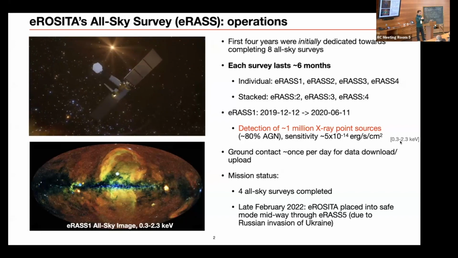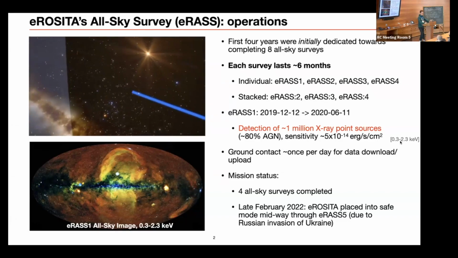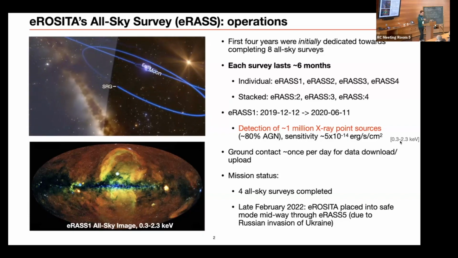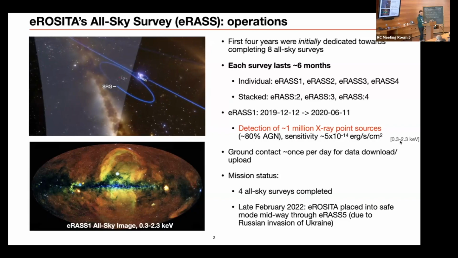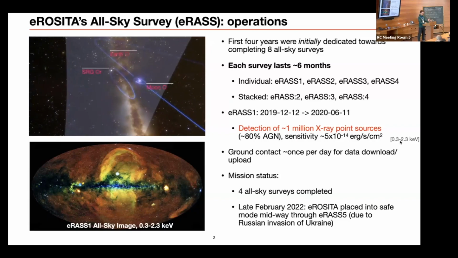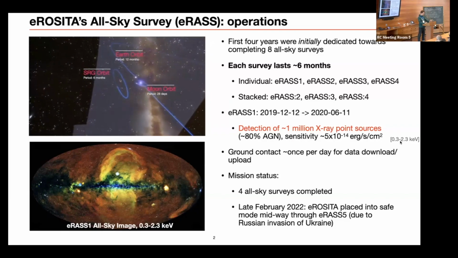During this time, it would detect about 4 million X-ray point sources every 6 months. And of course, if you're continually scanning over the whole sky over and over again, then you're going to have excellent insight into the transient X-ray sky. Just to highlight, eROSITA was placed in safe mode in 2022, after the Russian invasion of Ukraine, because it's a joint Russian-German mission.